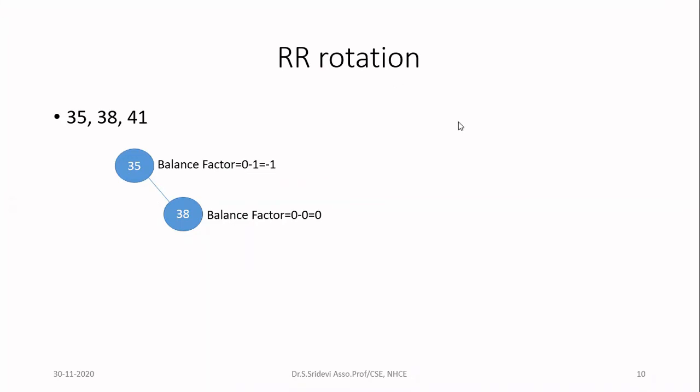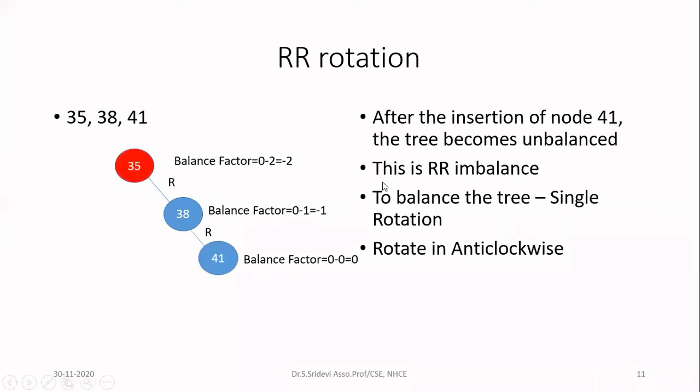Now just try to insert the next data. I'm getting the next data as 41. 41 is greater than 35, so I'll go and insert in the right subtree only. Next I'll compare 41 with 38. 41 is greater than 38, so again I'll go and insert in the right subtree. Now it is not having any children, so I'll immediately insert 41 as the right child of 38.